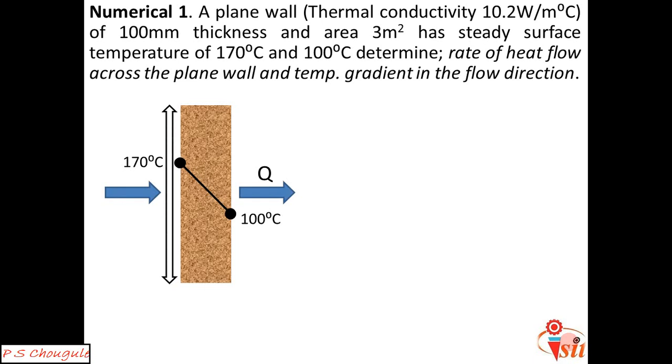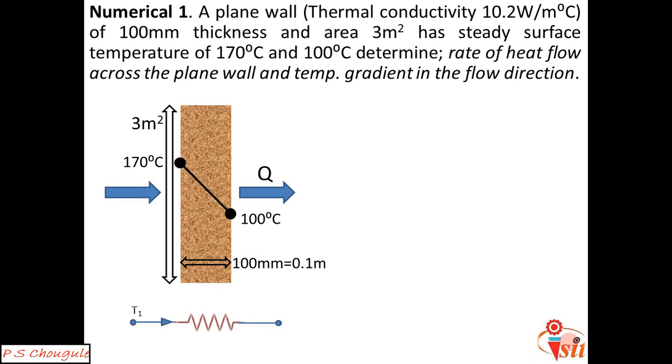Now the area of the plane wall is 3 meter square and the thickness of the wall is 100 millimeter. Remember that since we are working in SI unit, we need to convert that millimeter into meter. So 100 millimeter means 0.1 meter. Next, the thermal conductivity, that is K, is equal to 10.2 watt per meter degree Celsius.